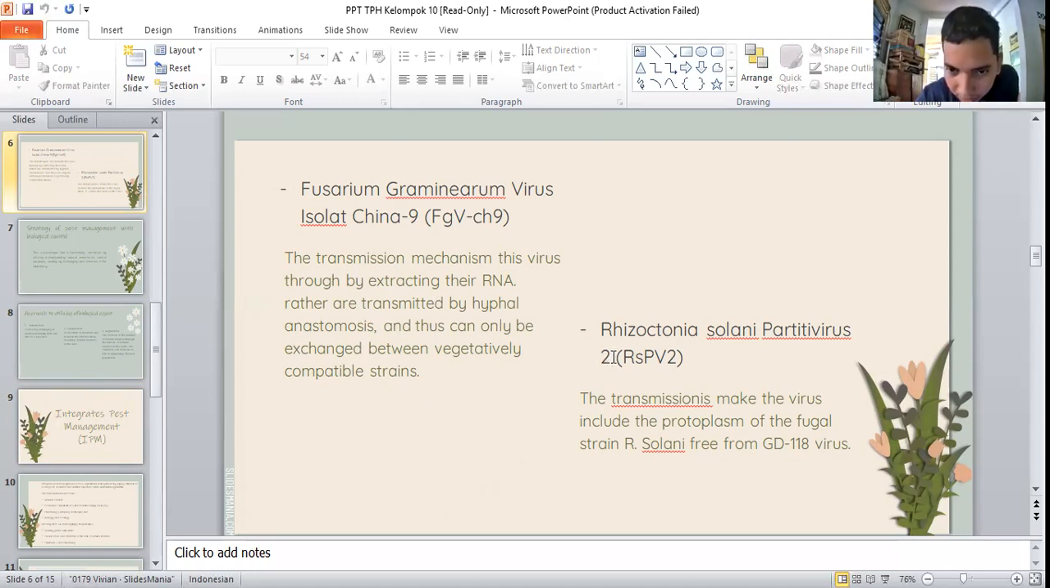And Rhizoctonia solani partitivirus 2. The transmission makes the virus included in the protoplasm of the fungal strand R. solani from the GD-118 virus.